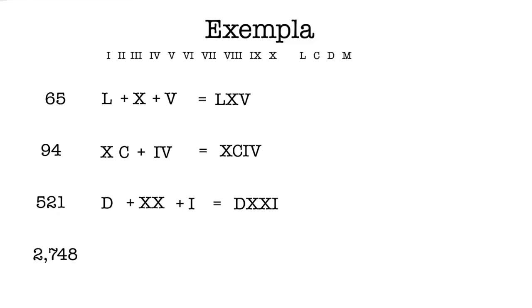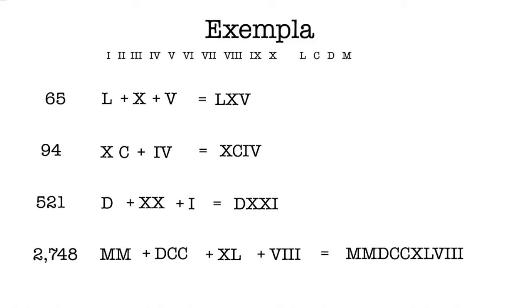And let's do a big one. 2,748. So to get 2,000, we need 2 M's. 700 is going to be DCC. So that's 500 plus 100 plus 100. And now 48. So 40 is XL. And then 8 is VIII. So put all that together. And there's 2,748. Good job.